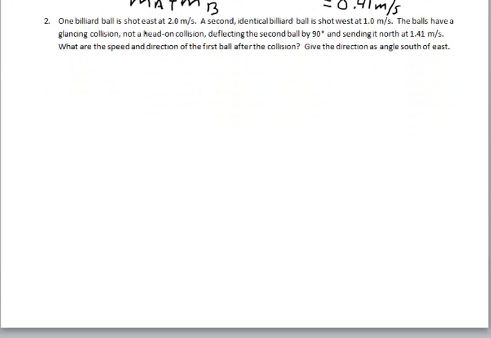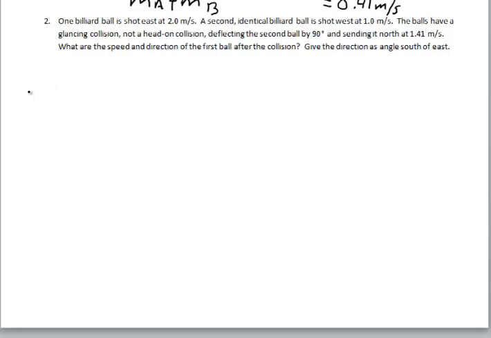All right, a billiard ball is shot east at 2 meters per second. A second identical ball is shot west at 1 meter per second. The balls have a glancing collision, not a head-on collision, deflecting the second ball by 90 degrees, sending it north at 1 meter per second. So I'm going to draw the situation.